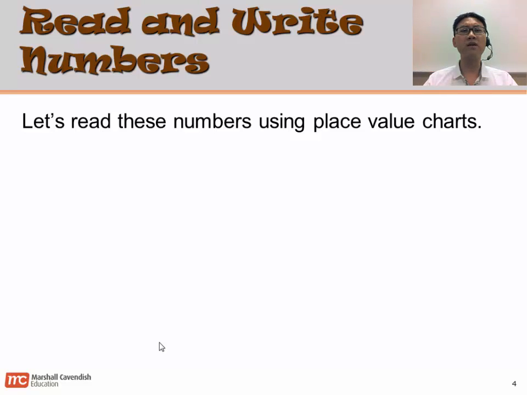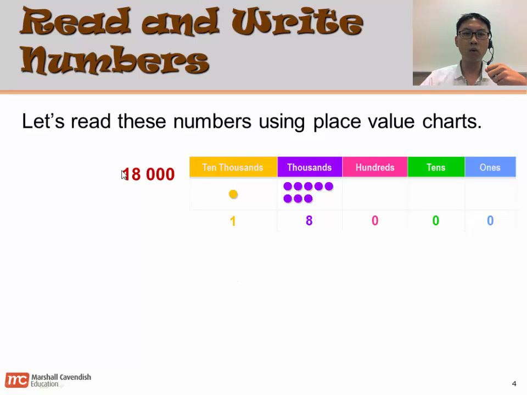So how do we read and write numbers? Let's use the place value charts to help us. So let's say I have this number. How do I read it? Now let's look at the place value. So I have 1 in the 10,000s place. I have 8 in the thousands place. Now you notice when we write numbers, maybe last year your teacher taught you, we always group them in groups of 3. So we read in groups of 3 as well.